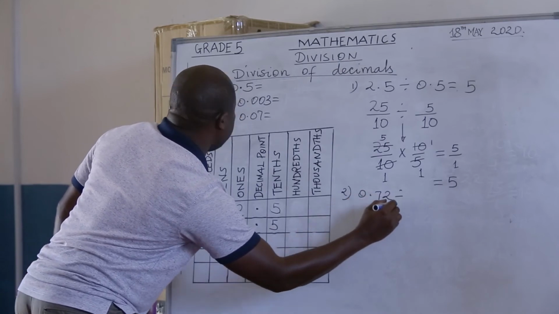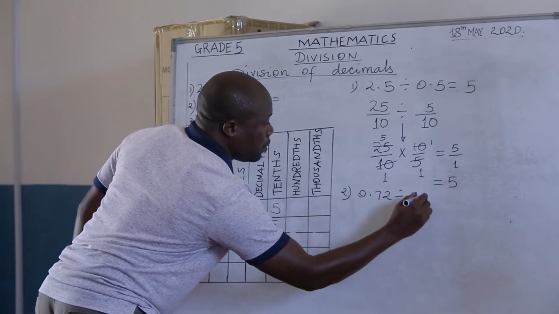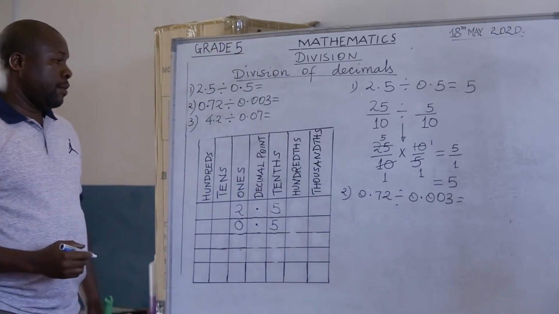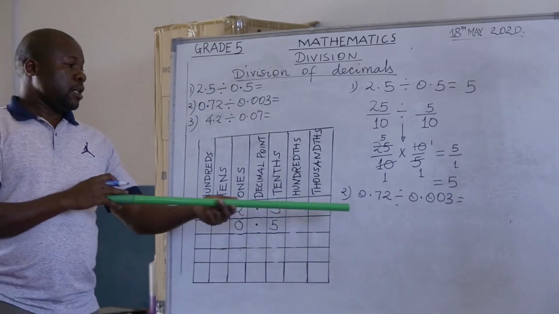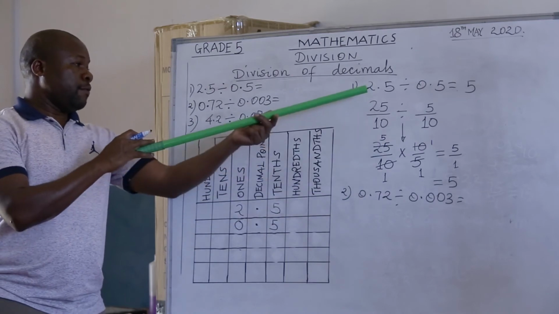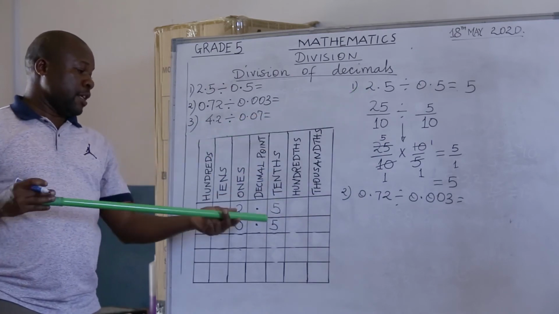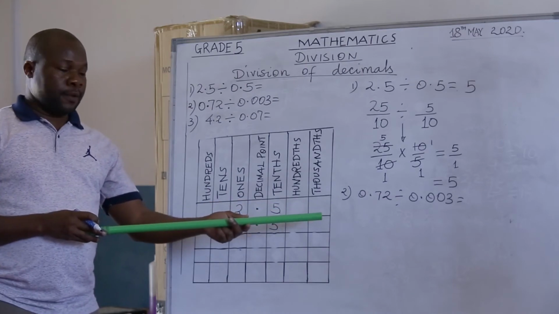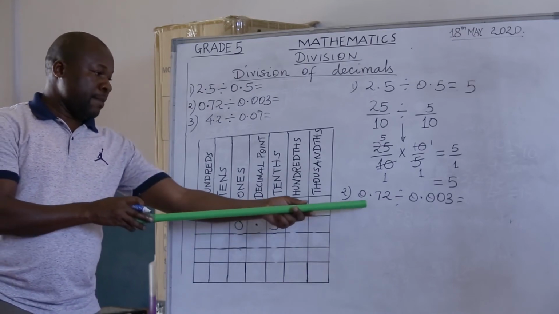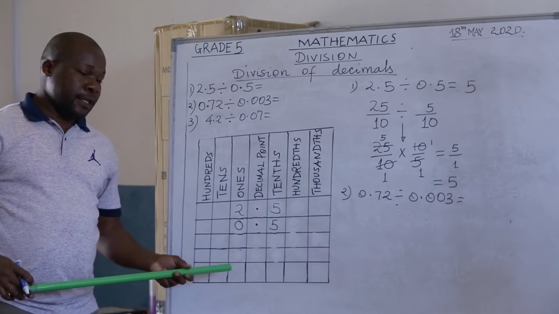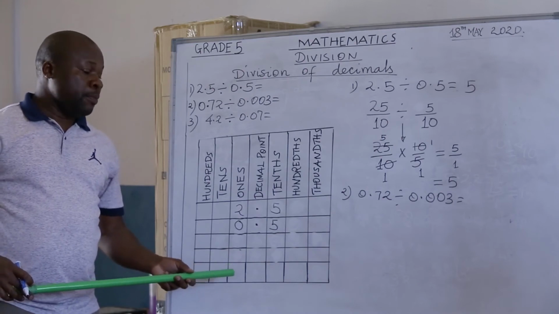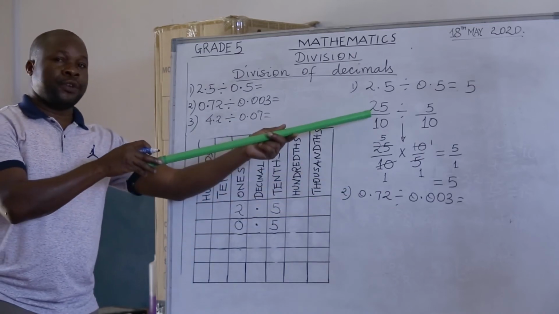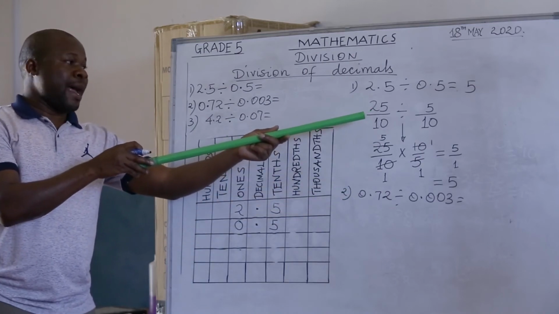0.72 divided by 0.003. Dear viewer, the same steps we have followed in doing the first example will also take effect in the second example. Now, take the number 0.72 and insert it in the place value chart to help you read the number and write it as a fraction as we did prior.